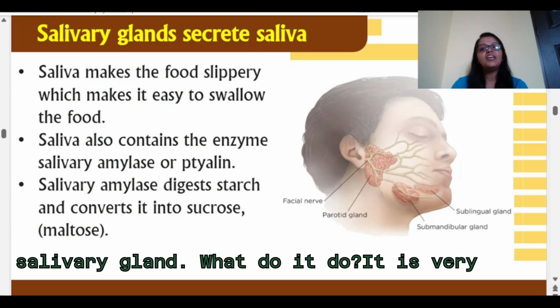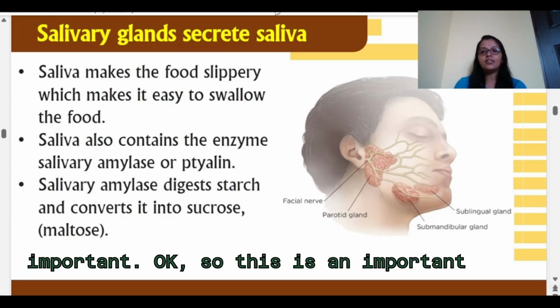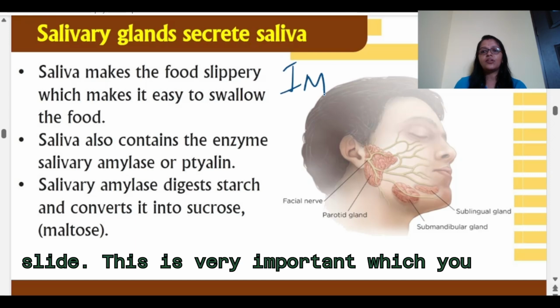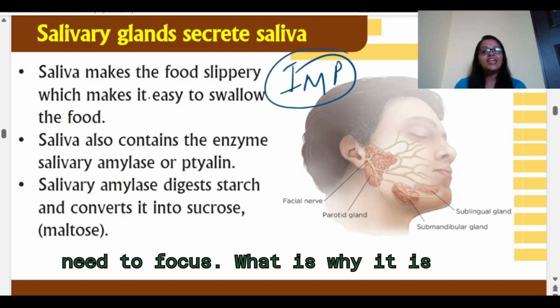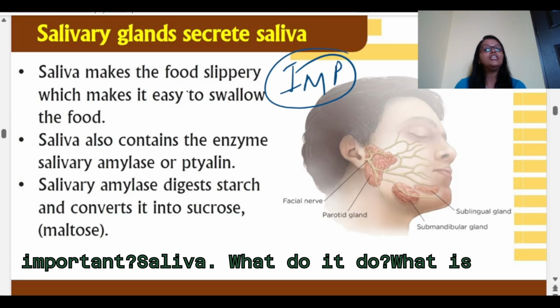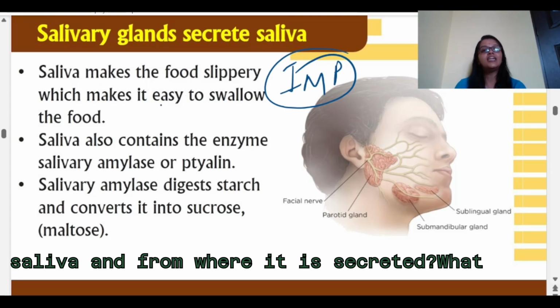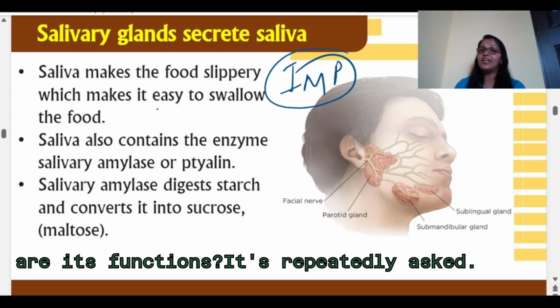Next is salivary gland. What does it do? It is very important. Okay, so this is an important slide, which you need to focus on. Why is it important? Saliva: what does it do? What is saliva and from where is it secreted? What are its functions? It's repeatedly asked.